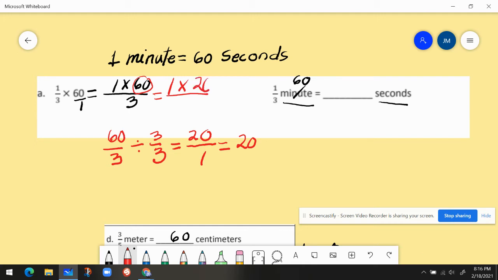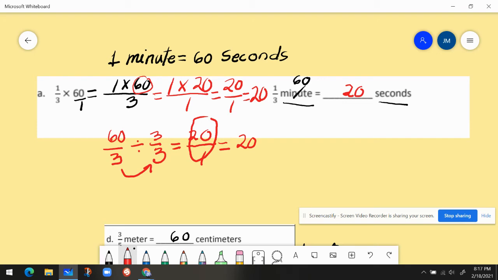It's a 20 because we converted it over here, okay? And instead of being a 3 on the bottom, that was 3 divided by 3. The answer was 1. When you do the math, 1 times 20 equals 20 over 1. You know that any number divided by 1 is going to equal the same number. That's a law in mathematics. So now we know that 1/3 minute, which is 1/3 of 60, equals 20 seconds.